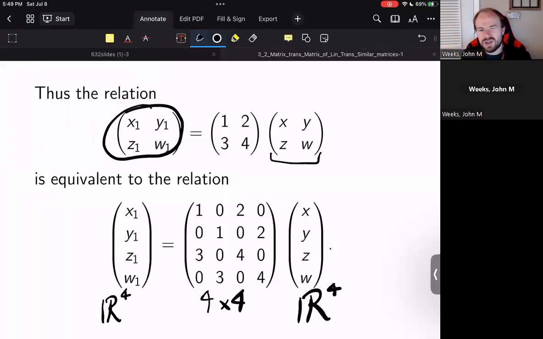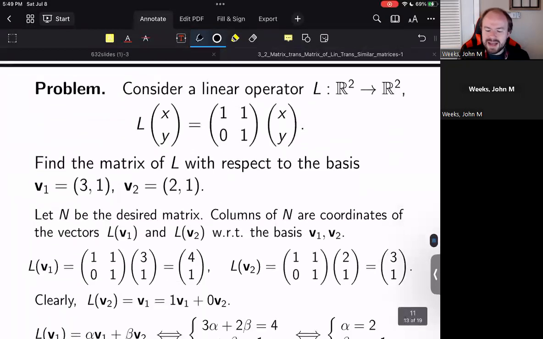So a neat little connection here as some sort of way of mapping R4 into itself by using matrix multiplication in the set of 2 by 2 matrices. Pretty neat little thing here. Let's go ahead and keep going, and let's see some more linear operators in what we're working with here.